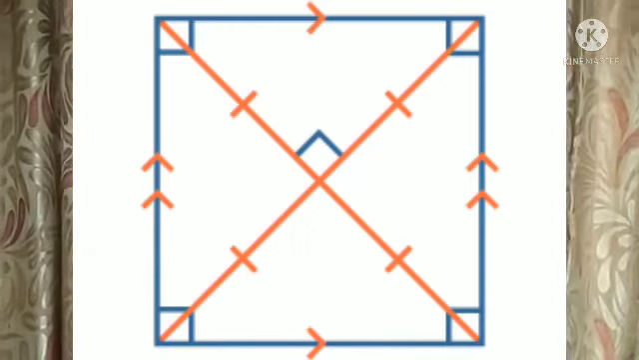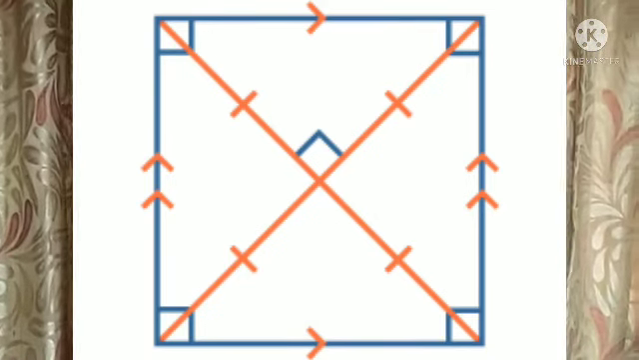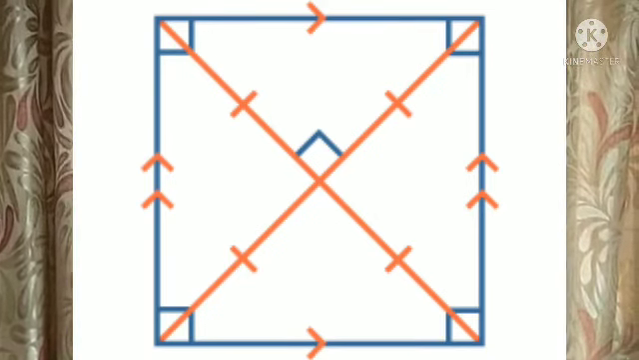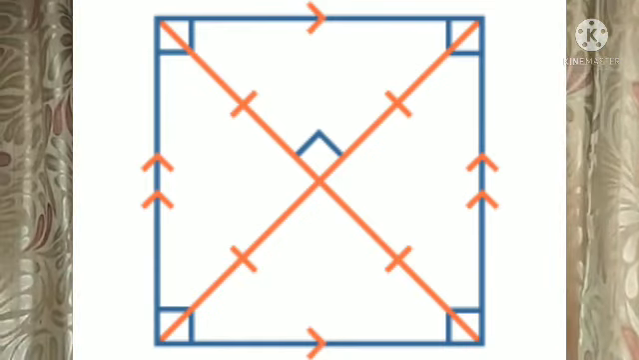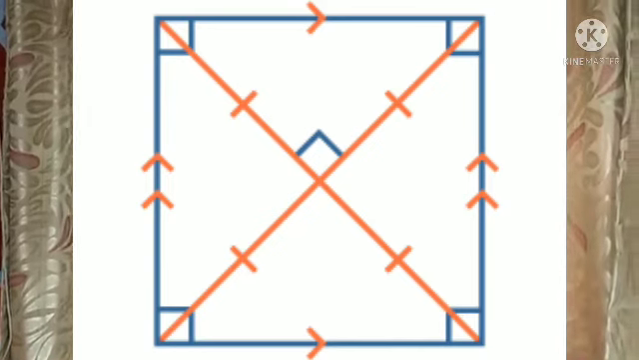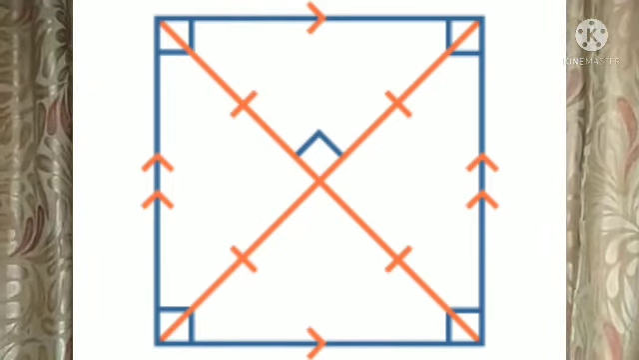Okay, so we will do simple problems using the diagonals of the rhombus and the rectangle, moreover the square. So you go through the notes and understand what we are discussing here and which rules are applied in the problems. Okay, thank you children.